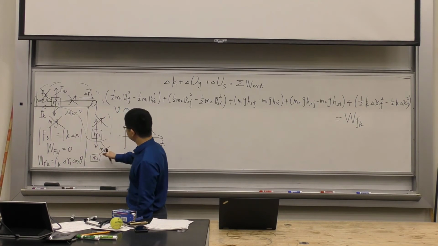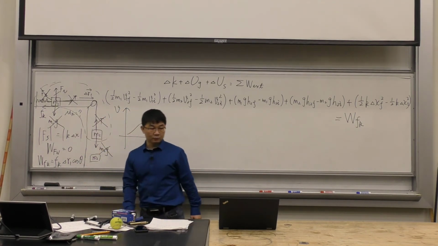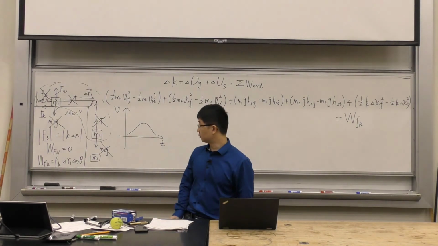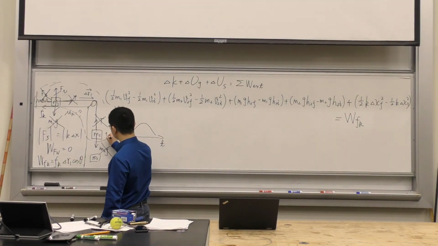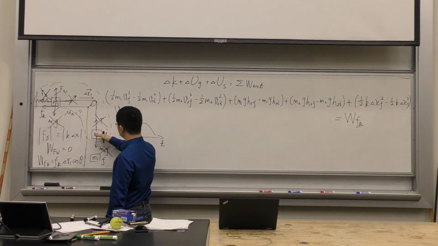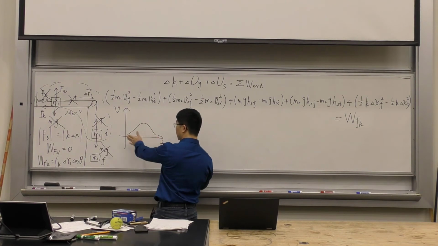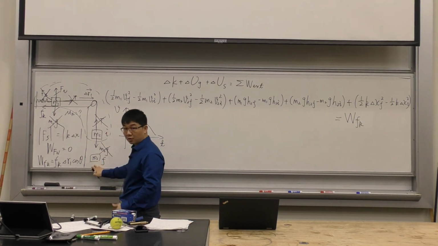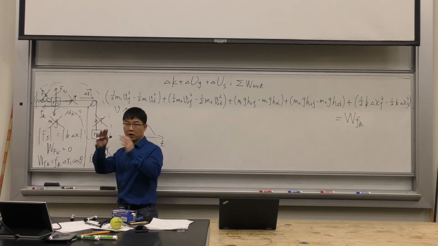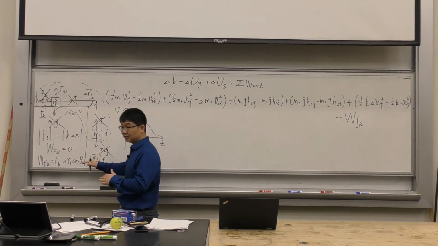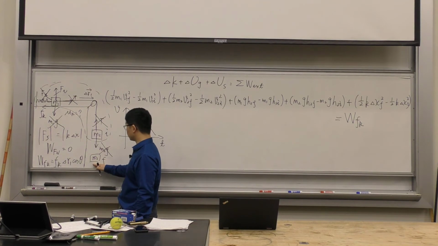Displacement: the problem says M2 is going to fall 0.3 meters before coming to a stop. So I'm going to call this the initial point and this the final point. It starts from rest, and the velocity is going to change in a complicated way, going up and down, but this is when it stops. After this point, it may still go up or down, or just stay here, but I'm not interested in that. I'm just going to use this point as the final point.